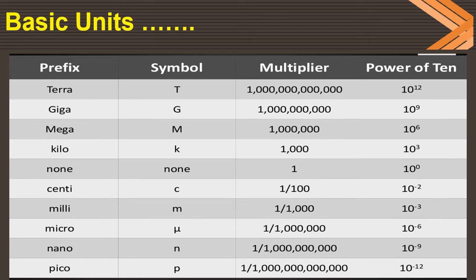A few basic units are widely used while you are simplifying numericals. The T symbol represents tera, that is 10 to the power 12. G is giga, 10 to the power 9. M is mega, 10 to the power 6. K is kilo, 10 to the power 3. Likewise centimeter, millimeter, micro, nano and pico. If all are in the minus, you can start with centimeter, millimeter, micro, nano and pico.